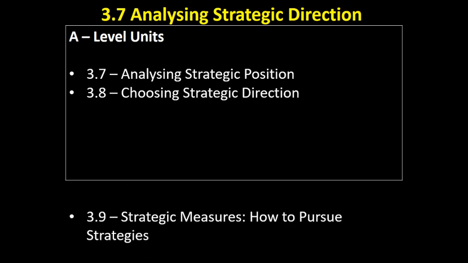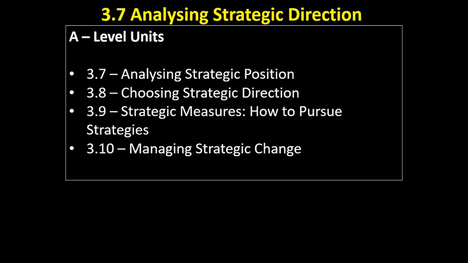There were 6 units at AS. The A-level course has 4 units. The first one is analysing the strategic position. So where are we now? Where are we as a business at the moment? And then 3.8 is, right, this is where we are at the moment, how do we decide where we're going to go?